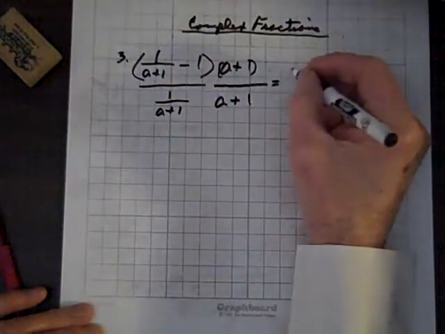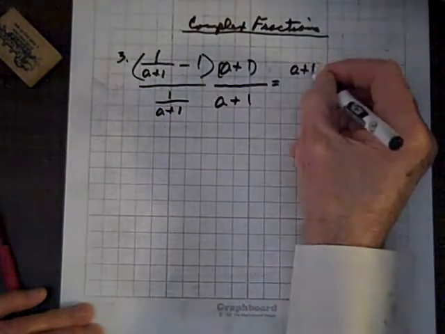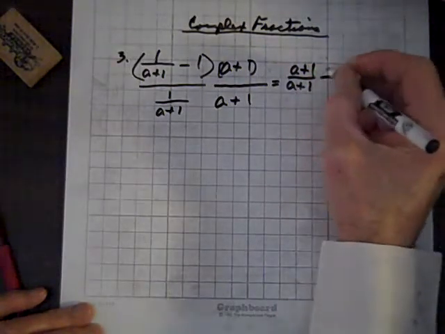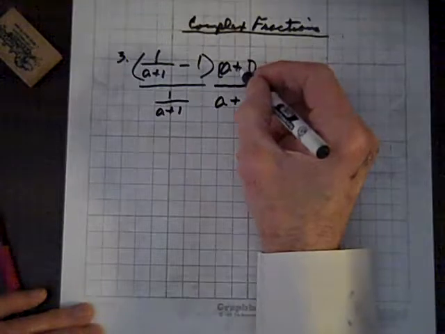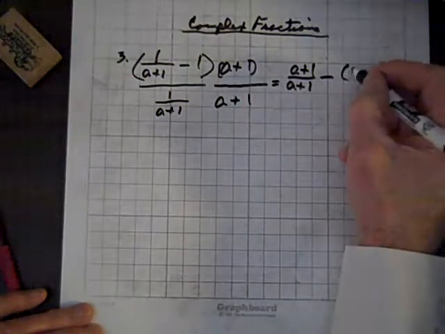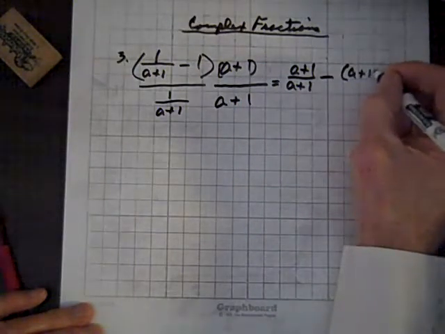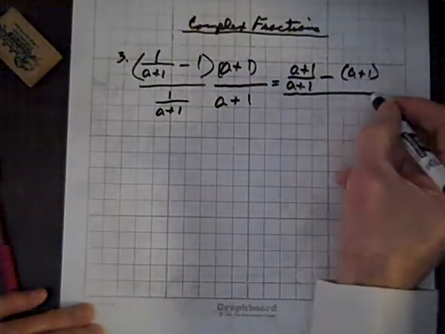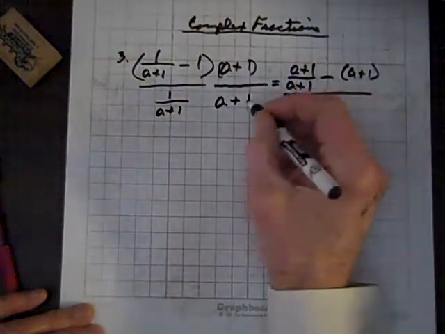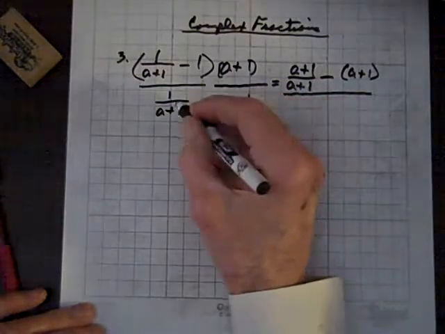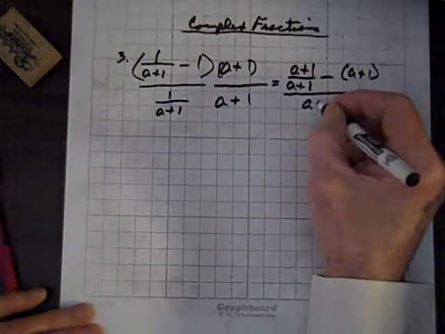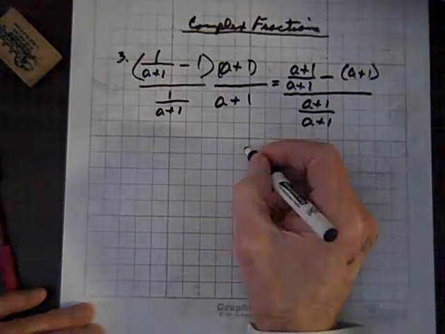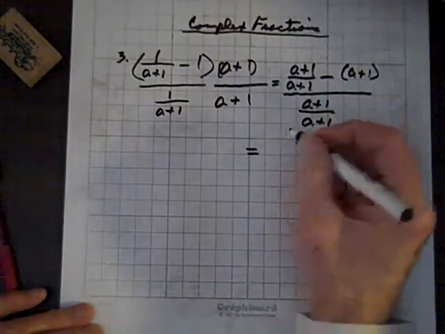to each term here, we're left with a plus 1 over a plus 1 and minus 1 times that is minus times a plus 1. Now, you need those parentheses there so you remember to distribute that negative. Now, downstairs, we multiply this times this, and we get a plus 1 over a plus 1. And so let's keep going.